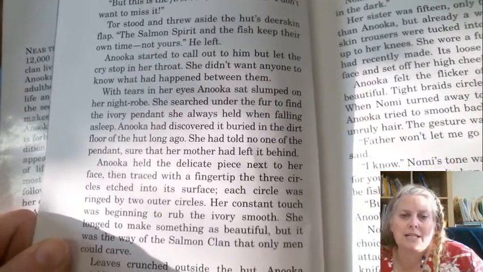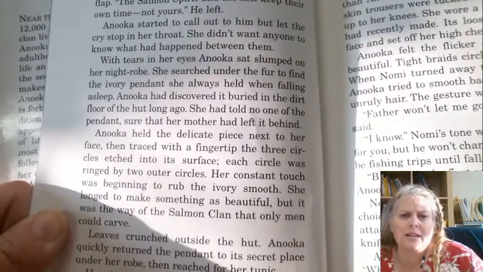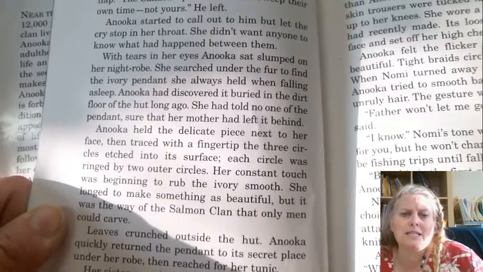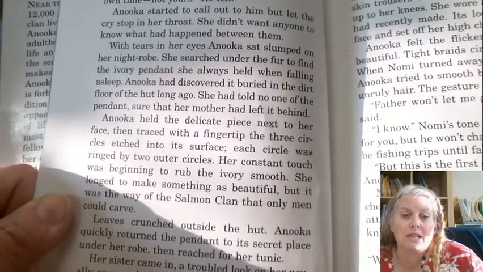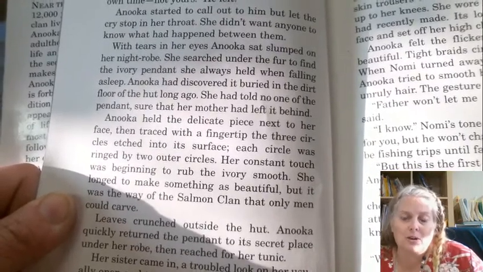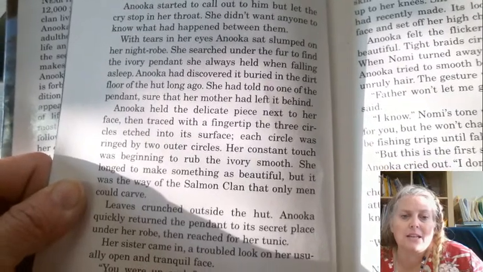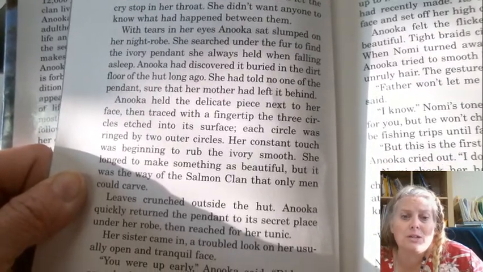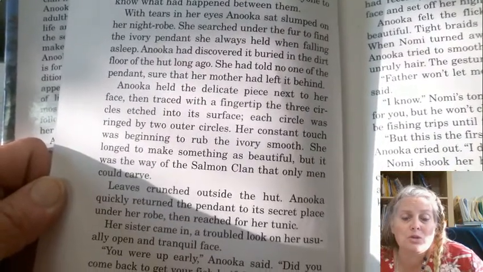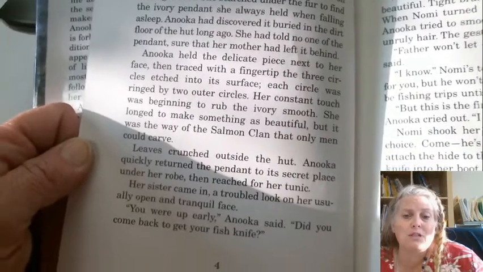With tears in her eyes, Anouka sat slumped on her nightrobe. She searched under the fur to find the ivory pendant she always held when falling asleep. Anouka had discovered it buried in the dirt floor of the hut long ago. She had told no one of the pendant, sure that her mother had left it behind. Anouka held the delicate piece next to her face, then traced with a fingertip the 3 circles etched into its surface. Each circle was ringed by 2 outer circles.